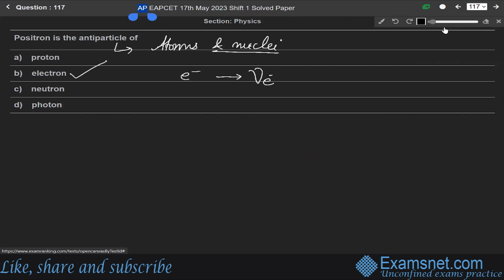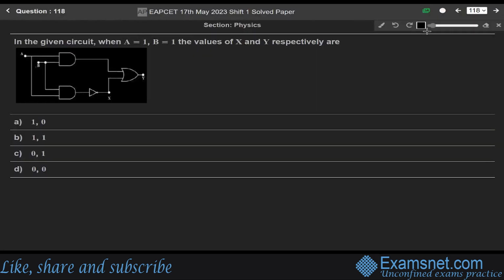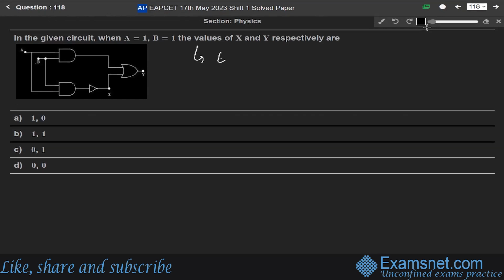Now next question. The next question is 118. In the given circuit, when A equals 1 and B equals 1, the values of X and Y respectively are? This question is from the chapter of electronic devices.